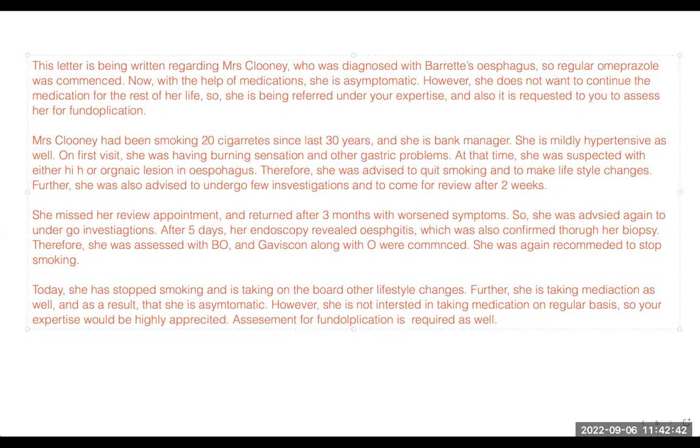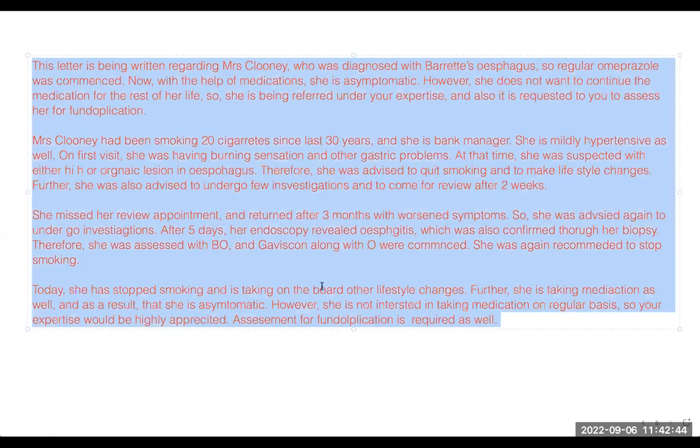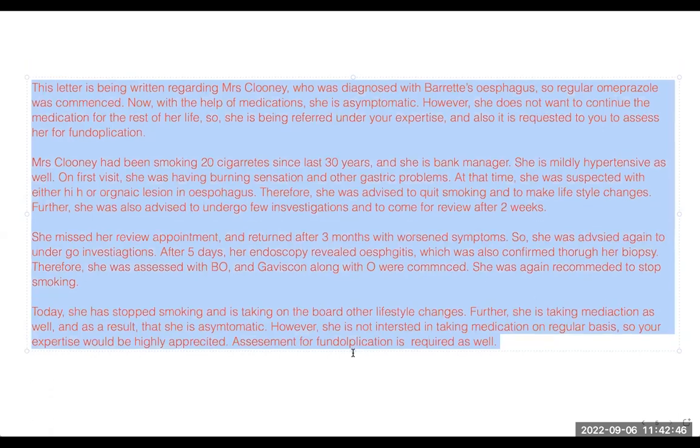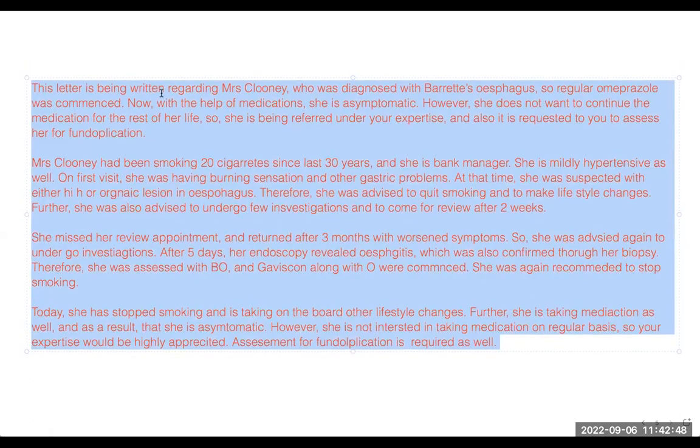Now, when I have written the letter, I would like to read the flow of the letter. Let's see what we have created in the final exam. This letter is being written regarding Mrs. Clooney, who was diagnosed with Barrett's esophagus. So regular omeprazole was commenced. Now, with the help of medication, she is asymptomatic. However, she doesn't want to continue. So that's my purpose. Mrs. Clooney had been smoking 20 cigarettes since last, and she is a bank manager. She is mildly hypertensive as well. On first visit, she was having burning sensation and other gastric problems.